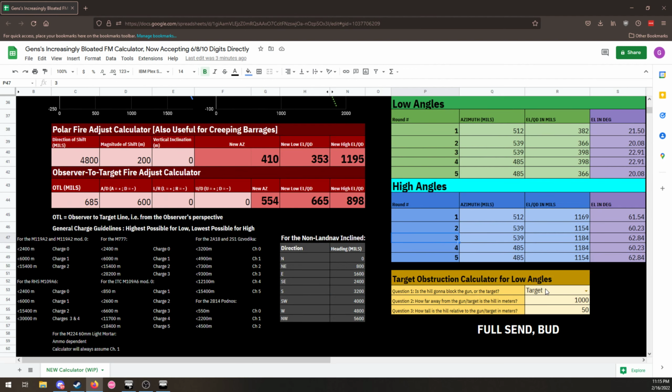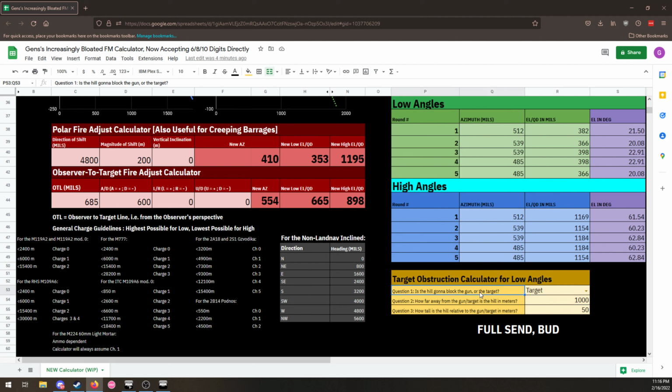Additionally, we also have a target obstruction calculator for low angle shots. So let's say that we were wanting to do that shot on that building right there, and we were worried about an obstruction. Like, let's look at these trees right in front of it. Those are pretty tall trees. If we compare them to these trees here, they're probably about 10 meters tall, 12 meters tall. We'll call them 15 just for funsies. So we can come over here to the calculator, and let's say that there's a tree or a wall or something in front of the target that is going to be blocking it.